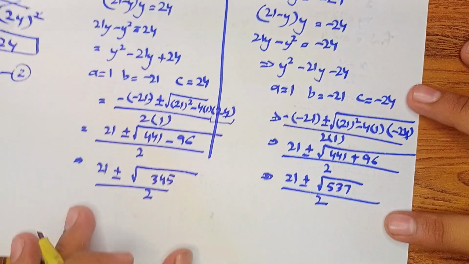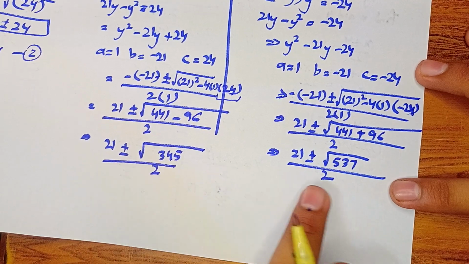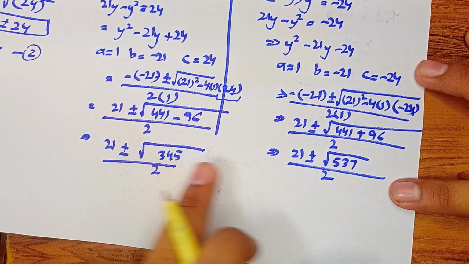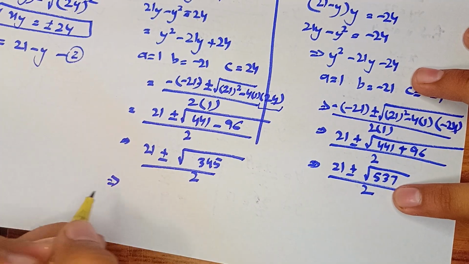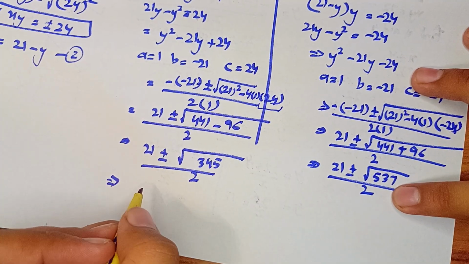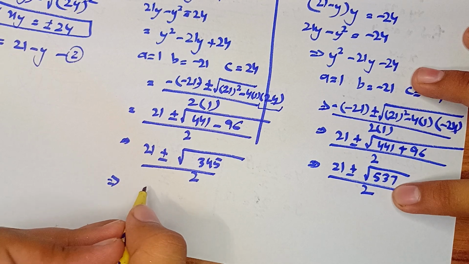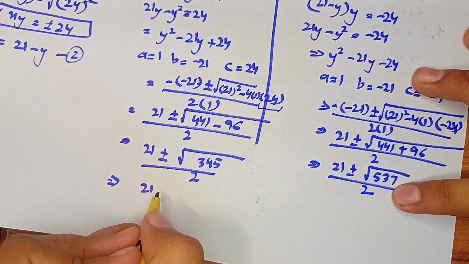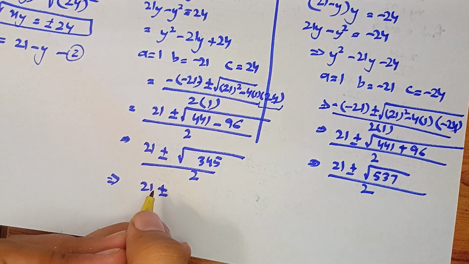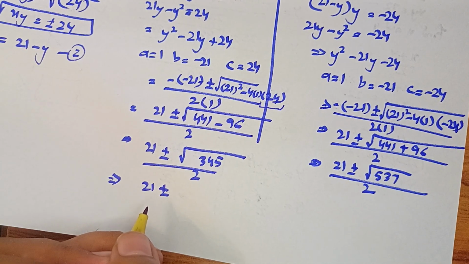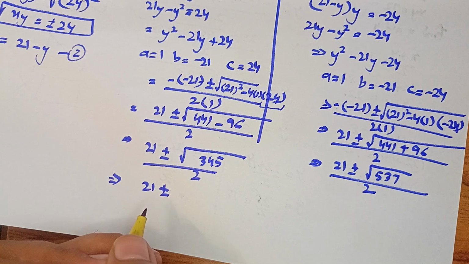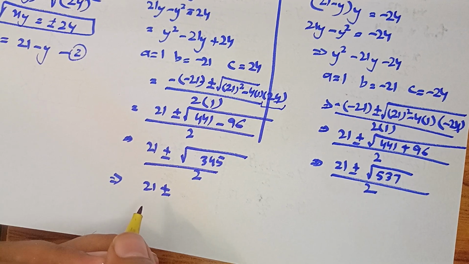Okay, so you see there are two equations, this equation and this equation. So we have to find those. So I use a calculator and then I find our answer, which is 21 plus minus the square root of 345, which should be 18.57.